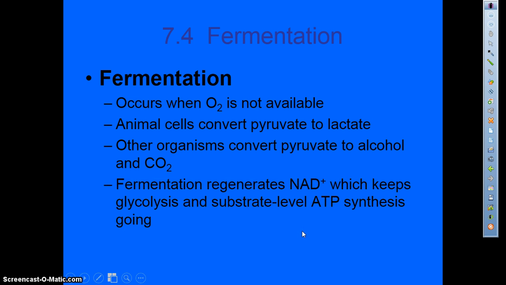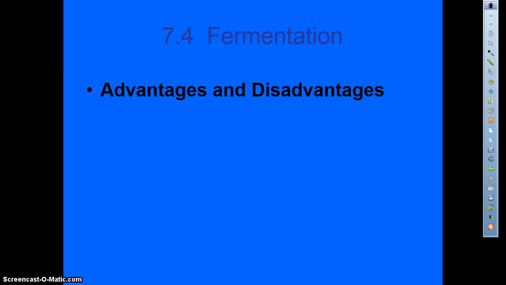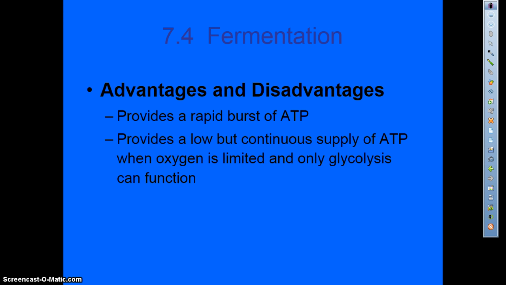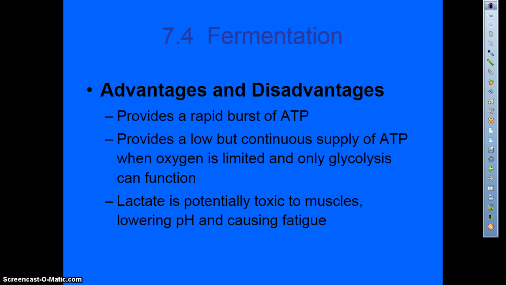Fermentation regenerates NAD+, and it keeps glycolysis and substrate-level ATP synthesis going, and it has its advantages and disadvantages. It does provide a rapid burst of ATP without the presence of oxygen. It provides a low but continuous supply of ATP when oxygen is limited, and glycolysis is the only thing that can function in cellular respiration. Lactate, though, is potentially toxic to human muscles, so it lowers the pH and it causes muscle fatigue.